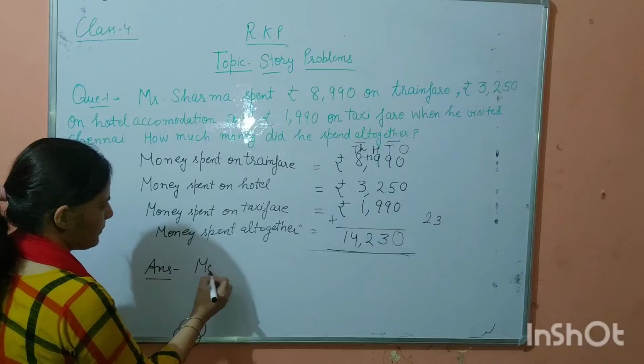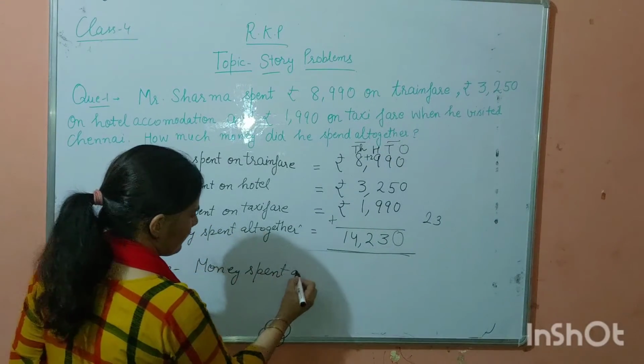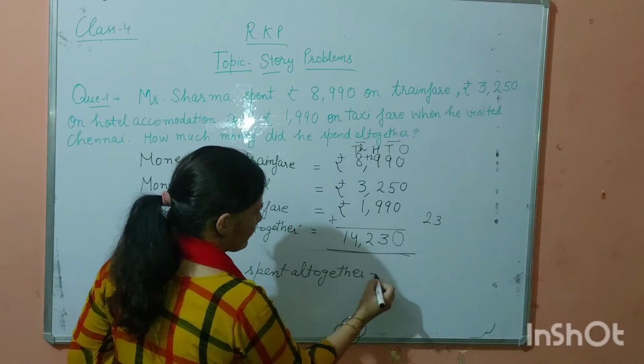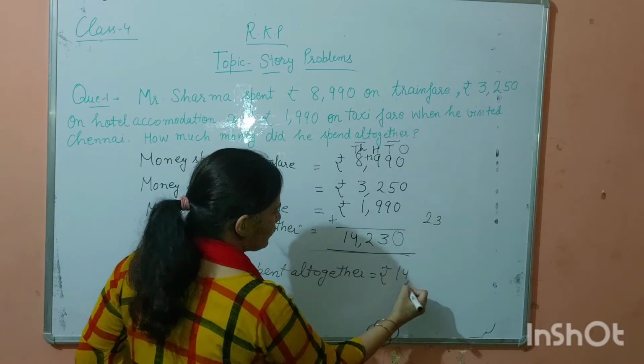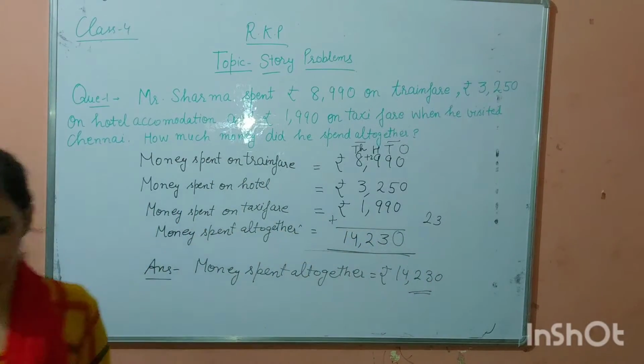At last you will write your answer. Money spent all together. How much money? 14,230. This will be your answer.